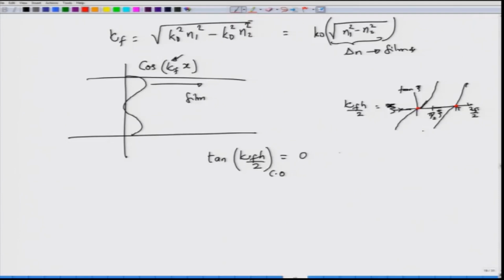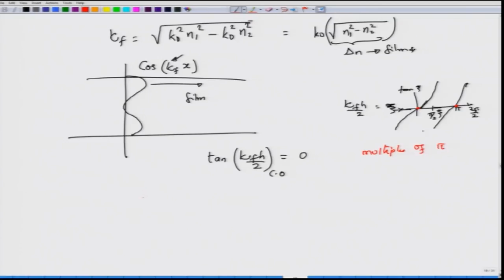So, it is in fact satisfied at all odd multiples, or maybe not odd, at even multiples as well. So, at multiples of pi. Okay. So, these are the conditions for tan of kappa f h by 2 being equal to 0, because it goes through 0 at all these multiples of pi. So, remember tan is actually sine by cos. So, wherever sine goes to 0 and cos is non-zero, that is where tan actually goes to 0.